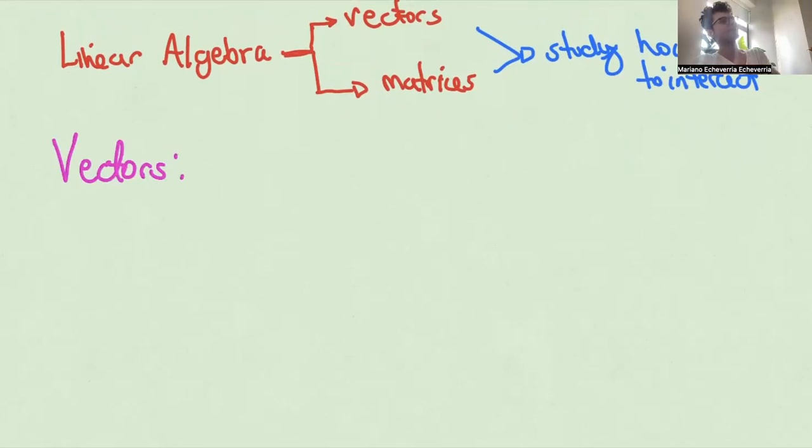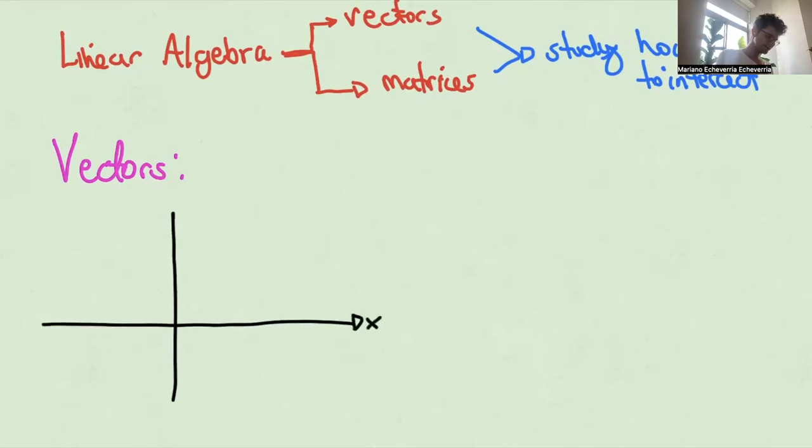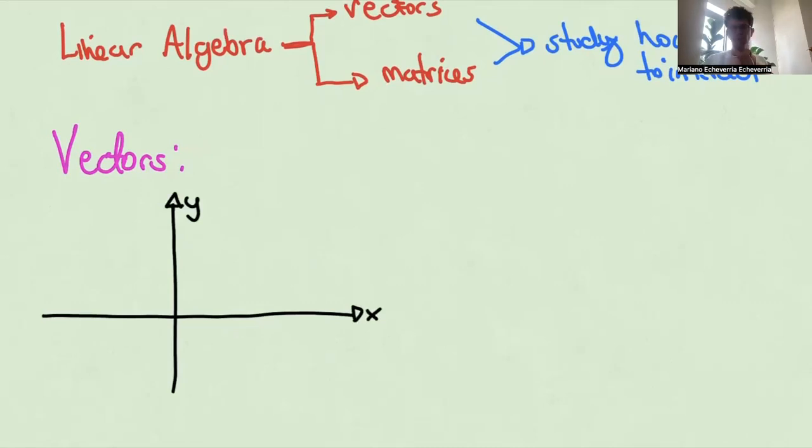There are different ways to think about vectors, but in this course there's a very specific one. Here's an easy way to begin. Typically, in high school geometry or even before that, you will learn about the Cartesian plane, the XY plane, and you will draw a point on the plane. That's fine, right?